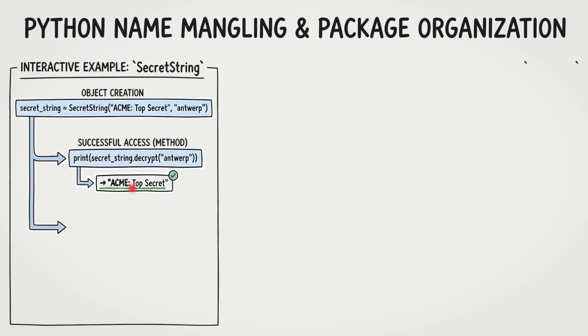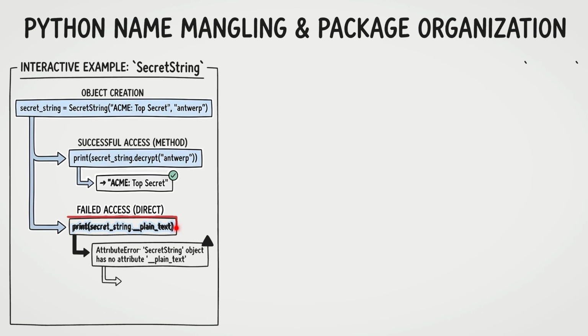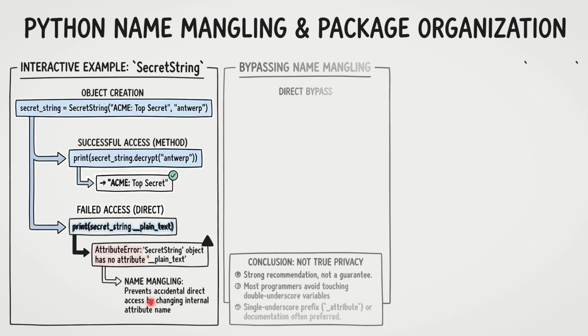But what happens if a user tries to peek at the data directly? Let's say they try to print the double underscore plain text variable. The interpreter stops them, raising an attribute error that says the object has no attribute by that name. This happens because Python's name mangling process changed the internal name specifically to prevent this kind of accidental direct access. You might think our data is completely secure. However, it's not truly private. We can actually bypass this protection if we know what we are doing.